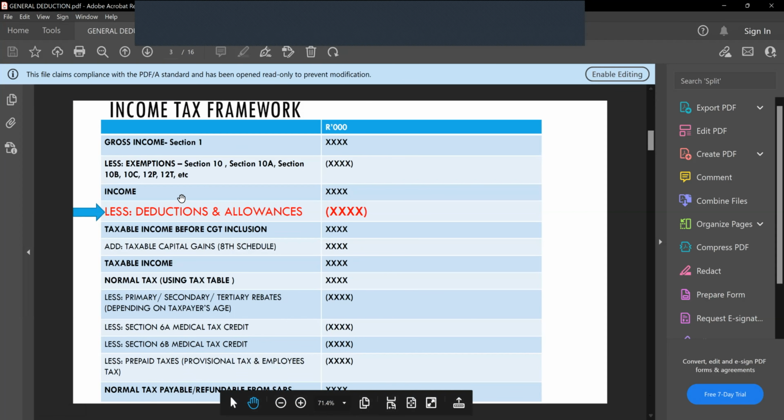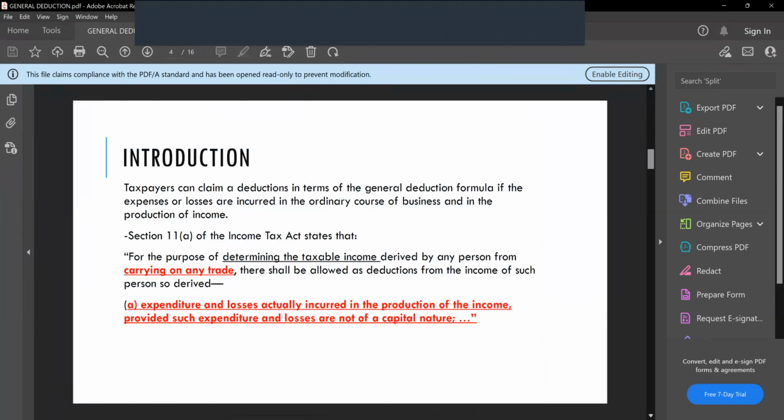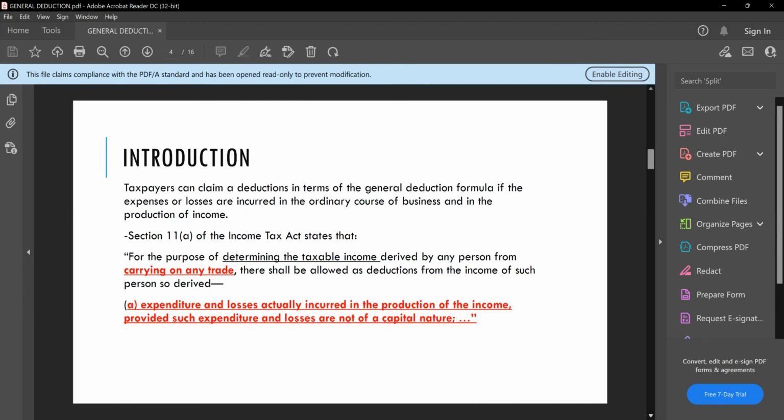So, like already mentioned, today we're only going to be focusing on the part that is highlighted in red, the deductions and allowances. Taxpayers can claim deductions in terms of the general deduction formula if the expenses or losses are incurred in the ordinary course of business and in the production of income.